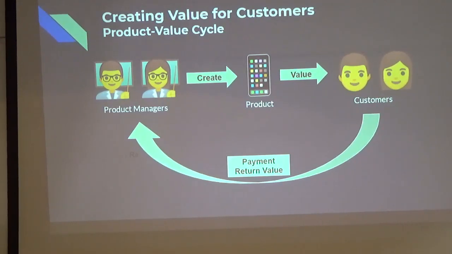I know it seems really simplistic: make a product, someone buys it, they pay for it. But I'm looking at this as a value cycle. The value that comes out of the product goes to the customer, a fraction of that value returns to the organization as a payment, and then that payment allows the product managers to create the next product or iterate on this product and create more value, right?